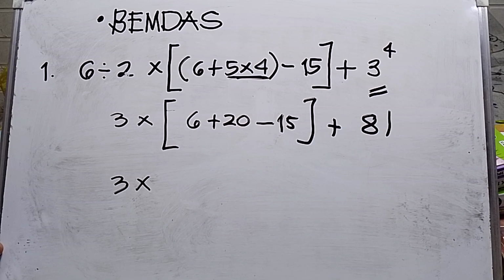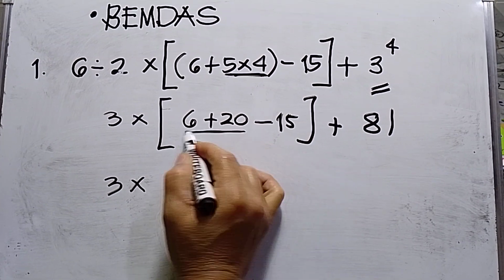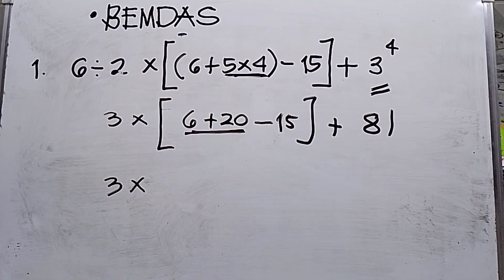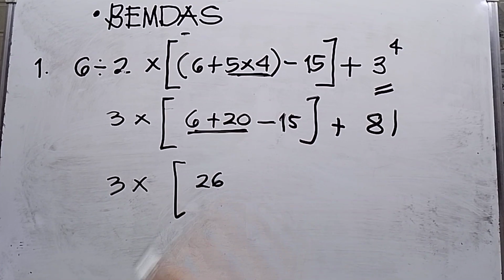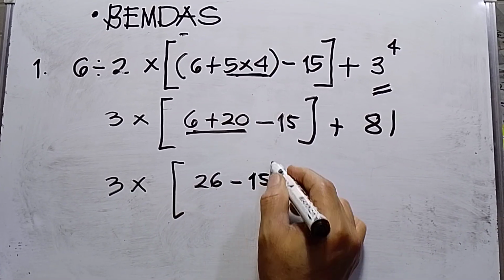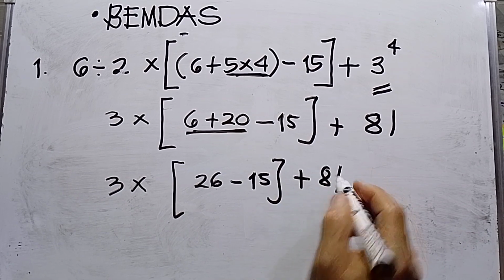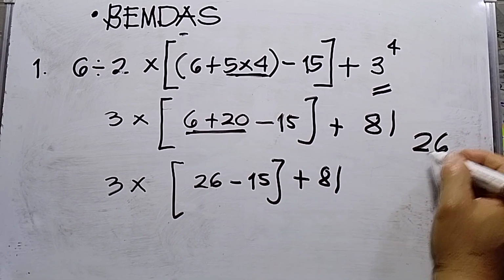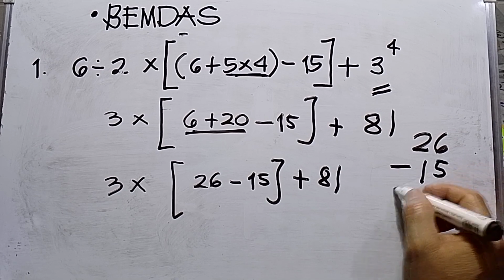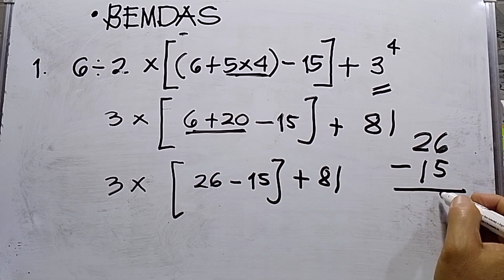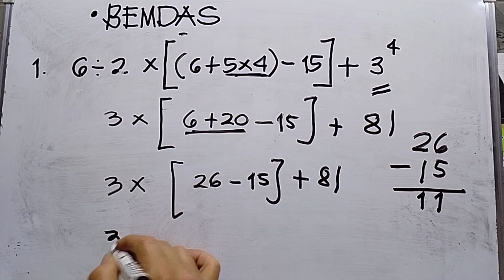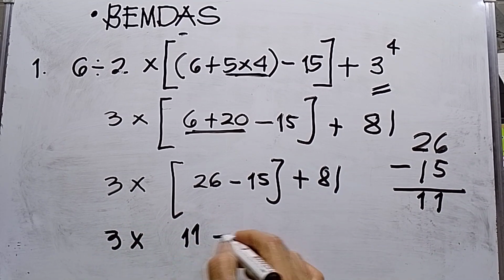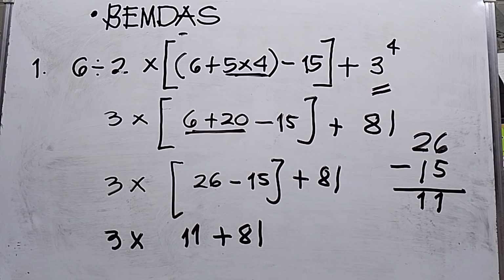Inside the square brackets, this one will be first because of addition. Then 20 plus 6 is 26. And then minus 15 plus 81. So what is 26 take away 15? So 6 take away 5 is 1. Then 2 take away 1 is 1. So I have here 3 times 11 plus 81.